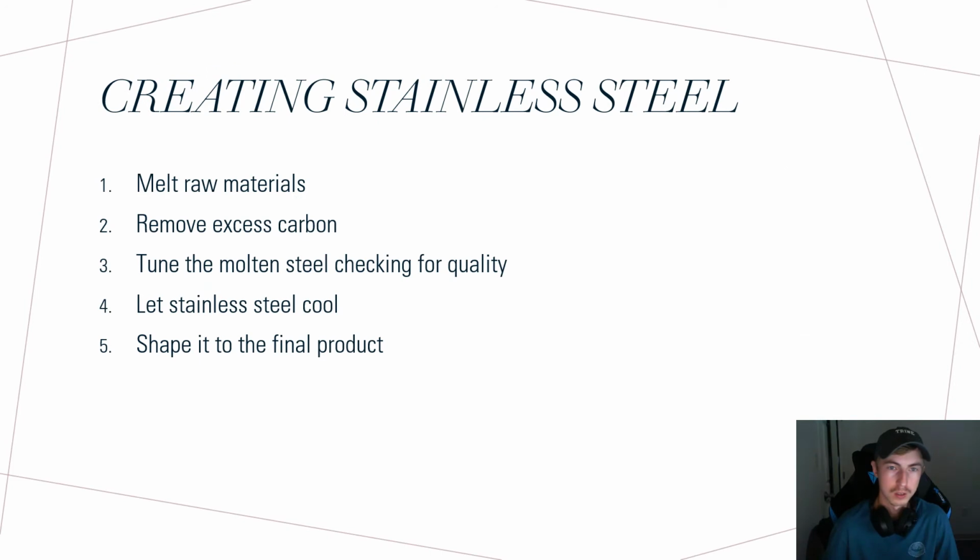So to create stainless steel, it's rather simple. You just gather your raw materials, you melt them, and then you remove the excess carbon, and then you end up tuning the molten steel, checking for quality, and then you let it cool, and then you can shape it to your final product. But essentially, just being told these steps, you don't really get a good grasp of what is actually happening.